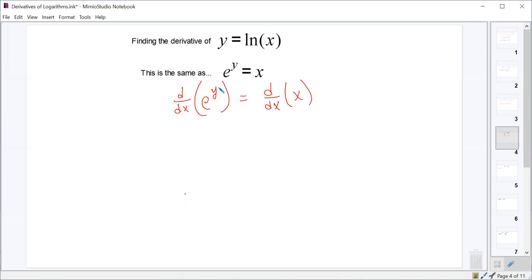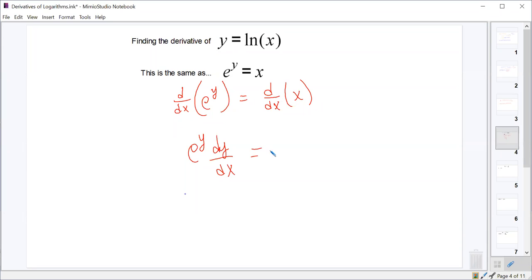So if we take the derivative with respect to x of e to the y, that means we have to take the derivative of this with respect to y first. So what's the derivative of e to the y with respect to y? No, this is e to a variable, right? It's just e to the y. That's our rule from yesterday. Derivative of e to the y is e to the y. And then since we're doing it with respect to x, and we took the derivative of a y term, we have to attach a dy/dx to it. Everybody okay with that?